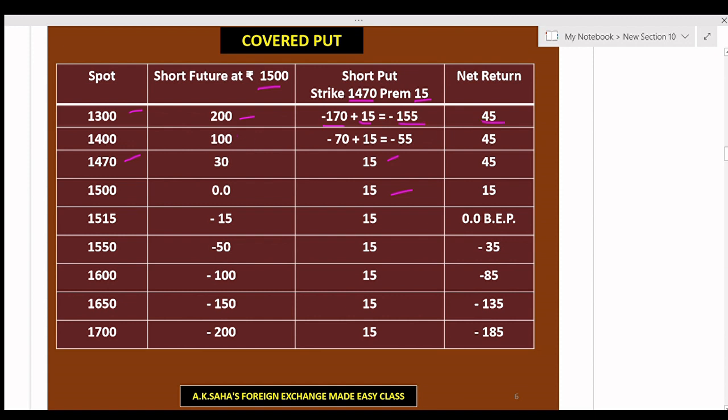And if it moves upward, it will be 45. And when it reaches the strike price 1470, it will be 45. If it moves upward from this strike price, then the profit will gradually decrease, and at the point of BEP, the profit will be nil. And if it moves further upward, crosses the BEP, then the loss will start and gradually increase, and it may extend up to an unlimited level.